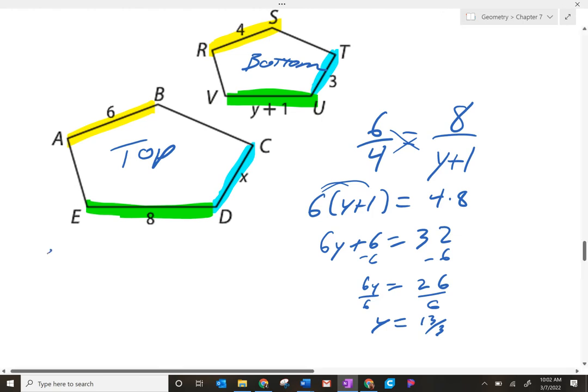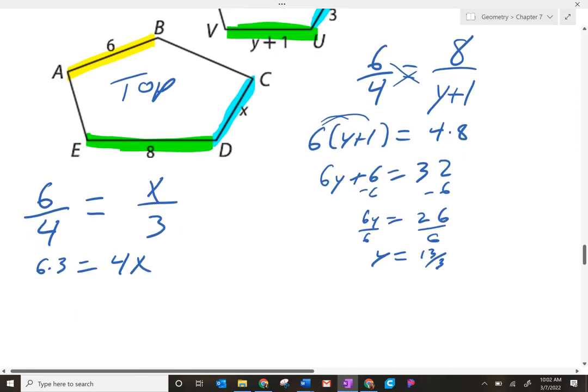So the way you should have set it up was going to be that same 6 over 4, and then we had the x over 3. Okay, we're going to do the cross multiplying. So it should be 6 times 3 equals 4 times the x. So you should have 18 equals 4x. Divide both sides by 4.